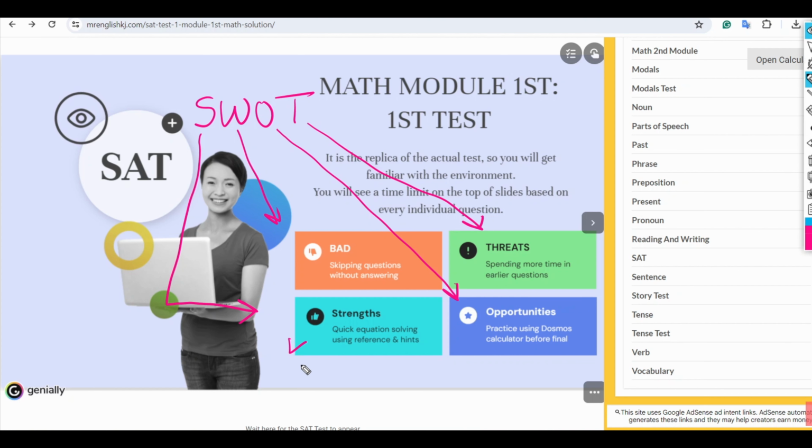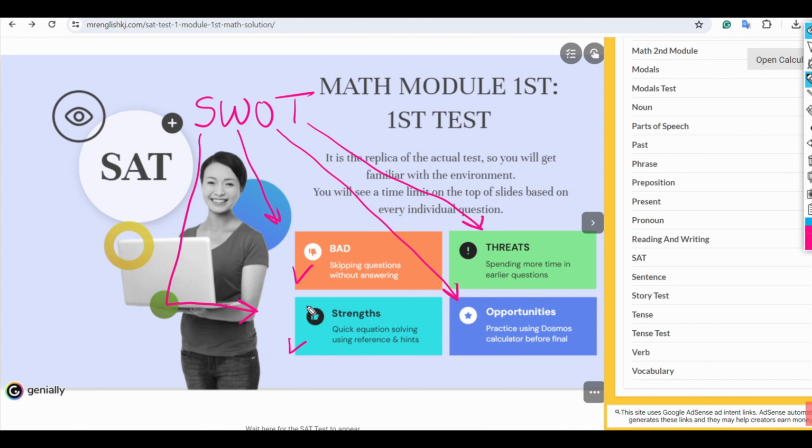What is your strength? Quick equation solving using references and hints. And how will you do that? Obviously, we will help you. So by taking more tests, by watching videos and by practicing, that is the most important part. Practice by yourself. You will gain this strength, quick equation solving using references and hints. Reference and hints, you will see that down below.